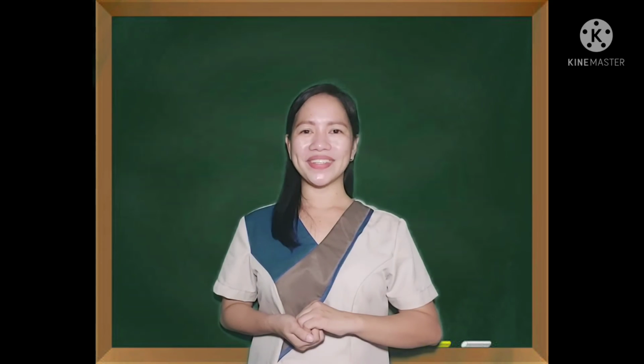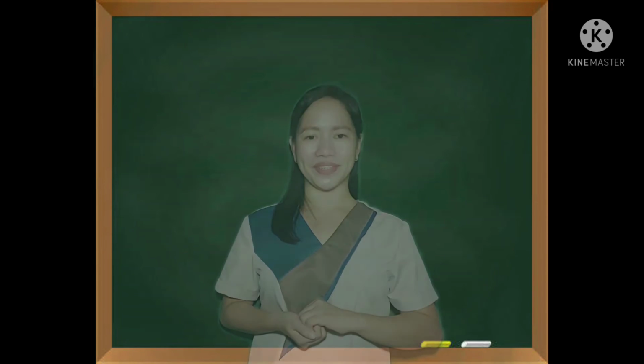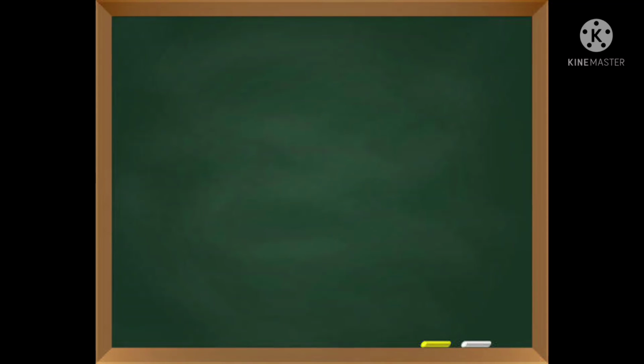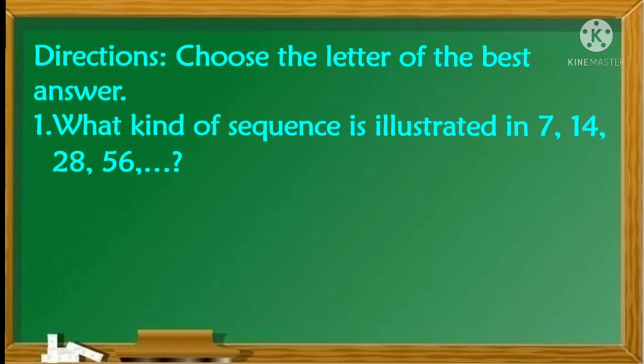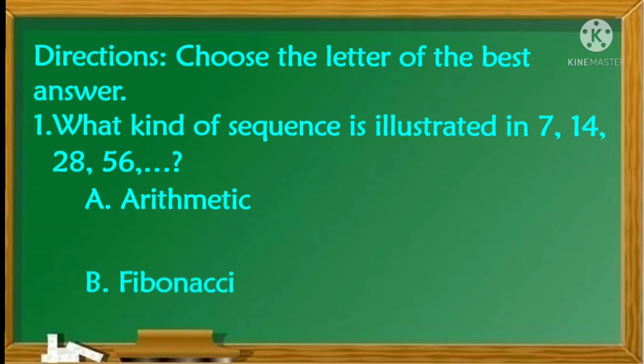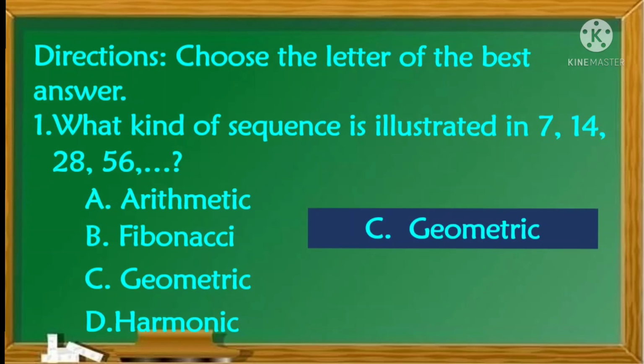And now we are near the end of the lesson. Prepare your pen and paper because it is important to evaluate what you have learned. Okay, let's start. Choose the letter of the best answer. What kind of sequence is illustrated in 7, 14, 28, 56? A. Arithmetic. B. Fibonacci. C. Geometric. D. Harmonic. Answer: geometric.